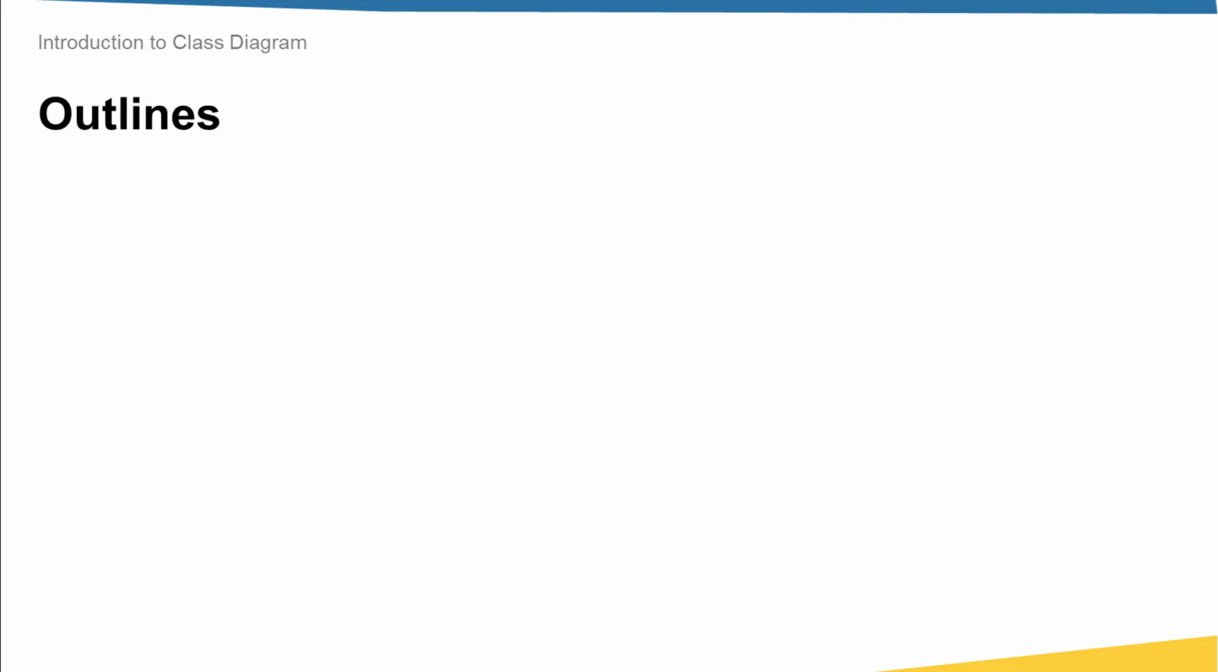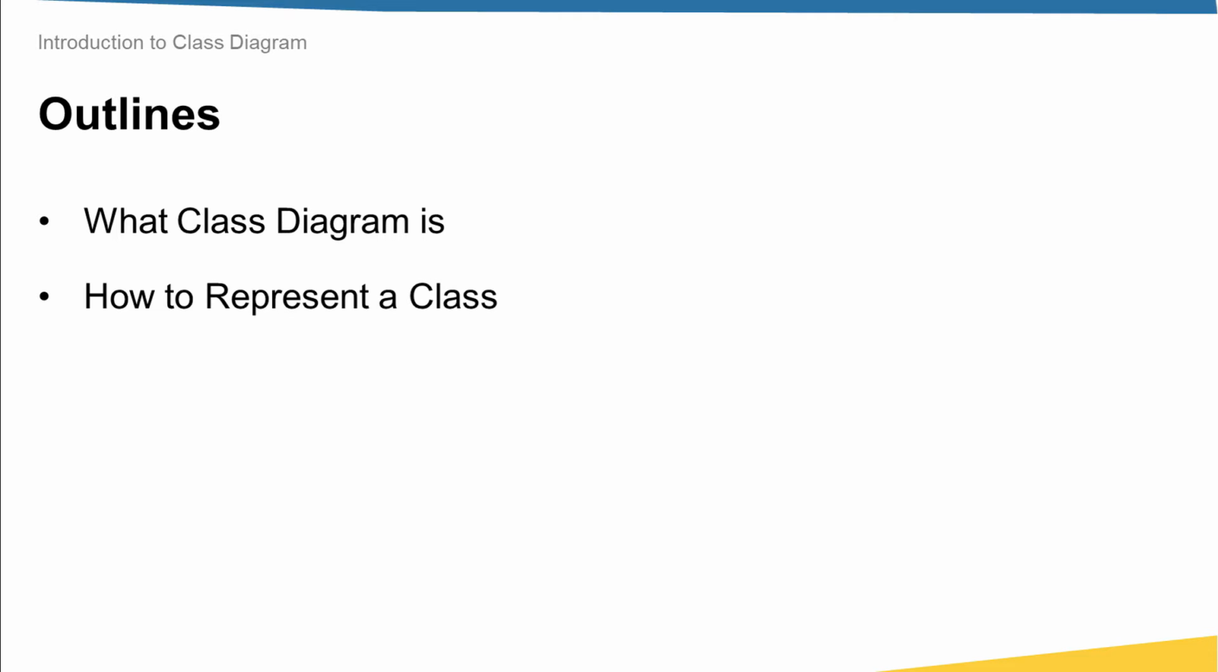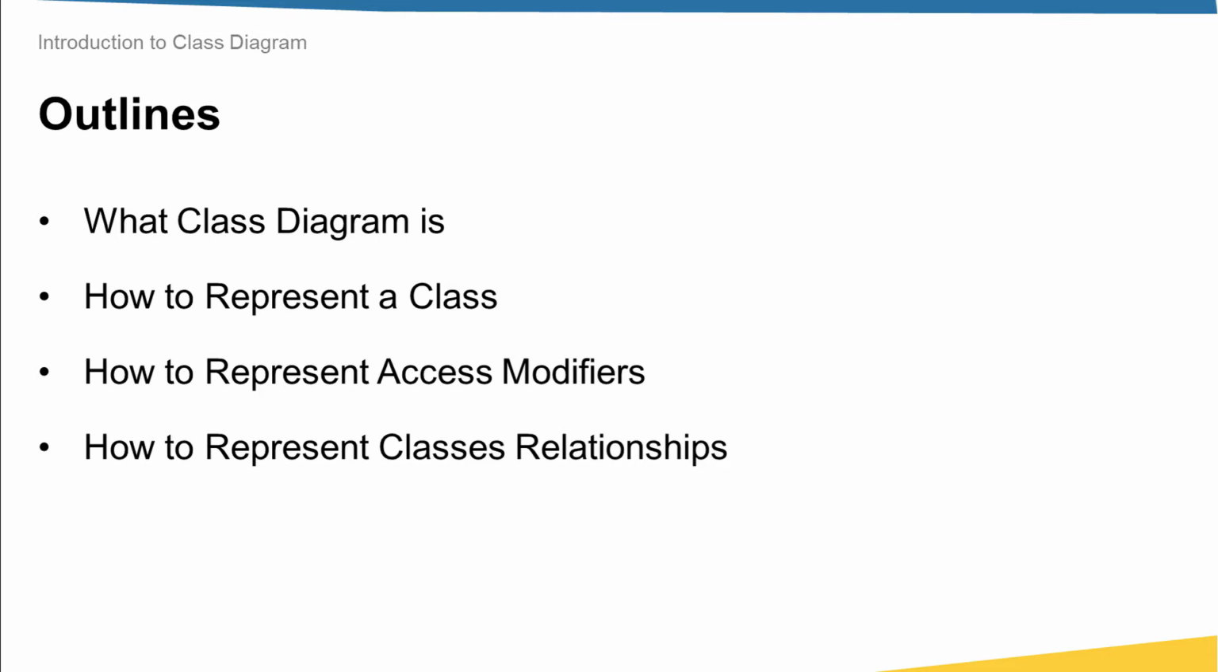In this lecture, mainly we will talk about the class diagram. Therefore, we will understand first what a class diagram is. Next, we will see how to represent a class, access modifiers, and classes relationship inside this class diagram. Also, I'll share with you some recommended software in order to draw such a diagram. And at the end, I'll end this lecture with a quick summary. So let's get started.